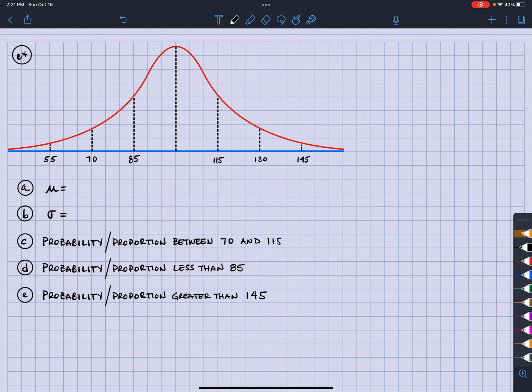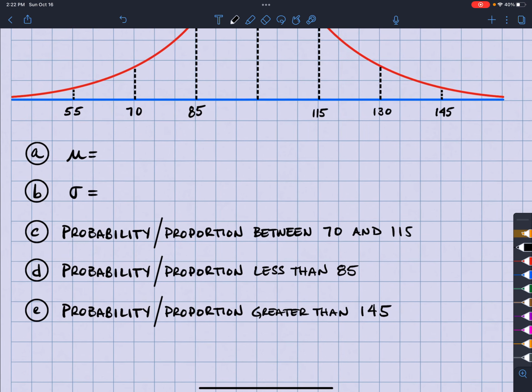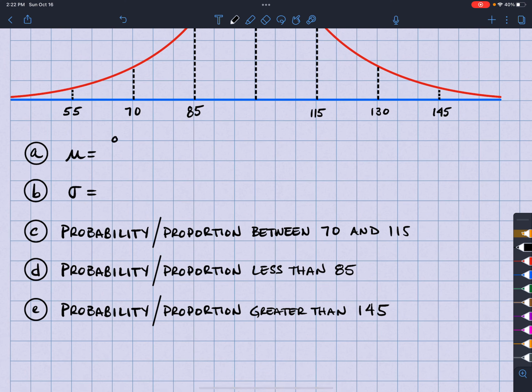So part A, a couple of ways you can do it. You can either do 85 and add 15, right? And then add 15 to that and see if you get to 115. Or you can just take the average of the 85 plus 115 and divide it by 2.